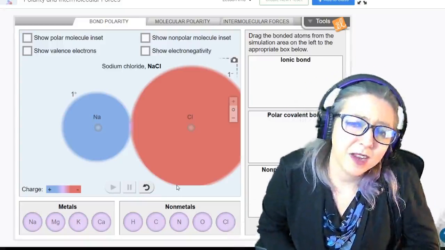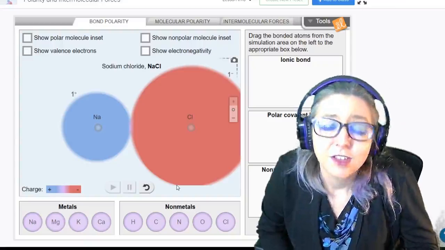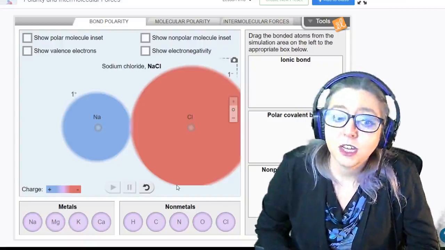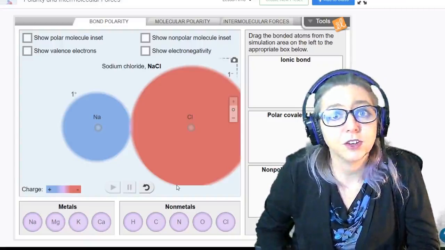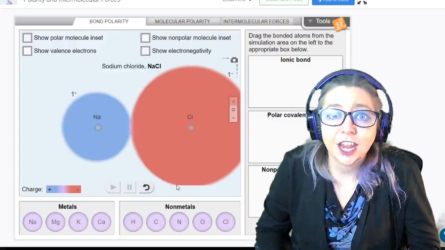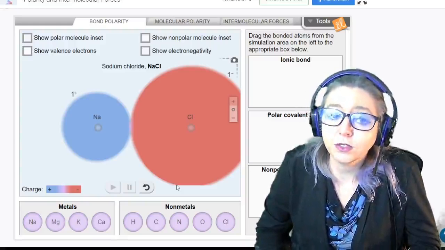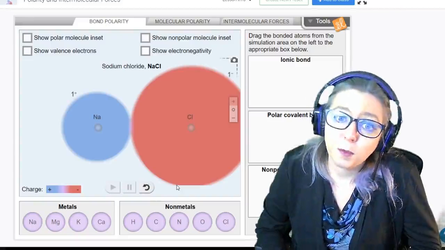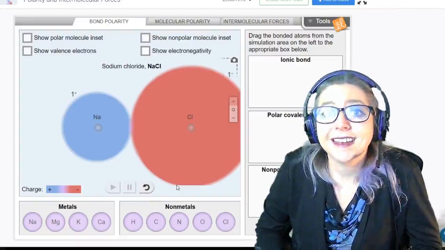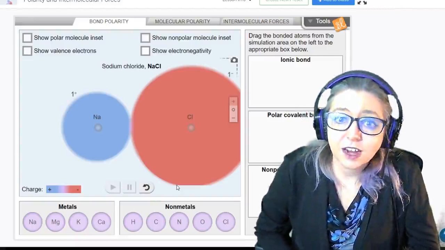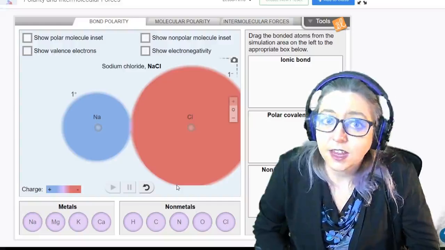Then it asks what happens to the colors. So they both started as purple. Then my sodium turned to blue and my chloride turned to red. So what happened is that their charges changed. Changing from purple to blue means you've gained a positive charge, whereas going from purple to red means you've gained a negative charge.